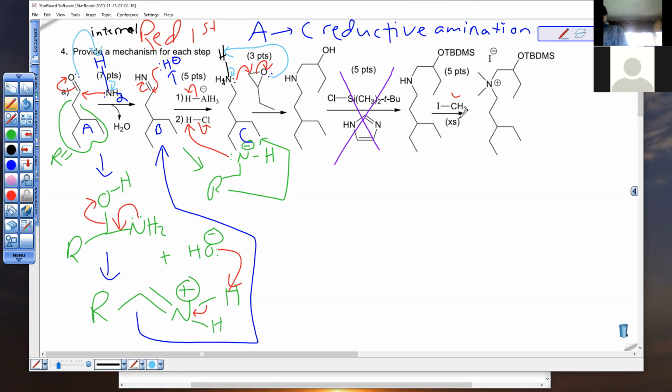Skipping right to here, we can just call this piece up here R double prime or R prime. It doesn't change. Exhaustive methylation. No doubt setting up a Hofmann elimination. And I can probably skip this part. I mean, we did one the other day. This is not a tricky one.